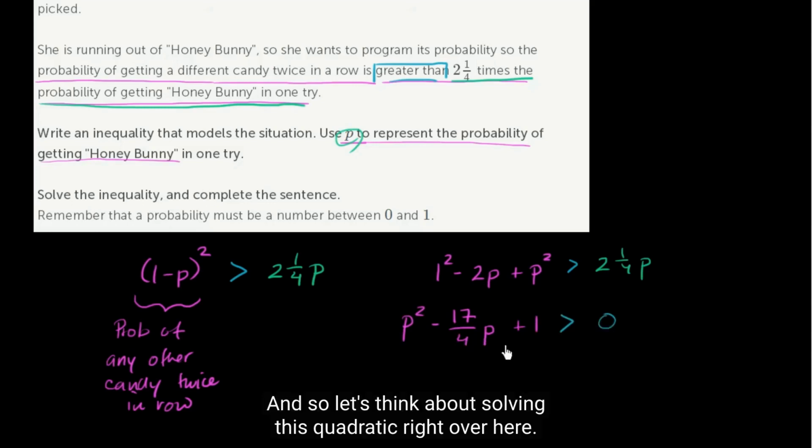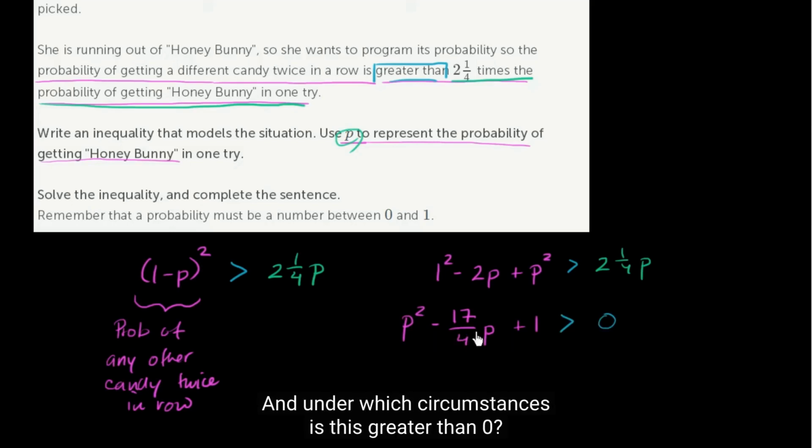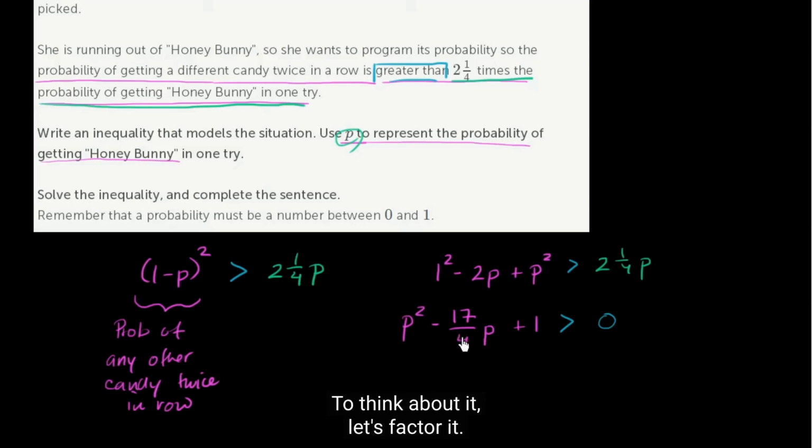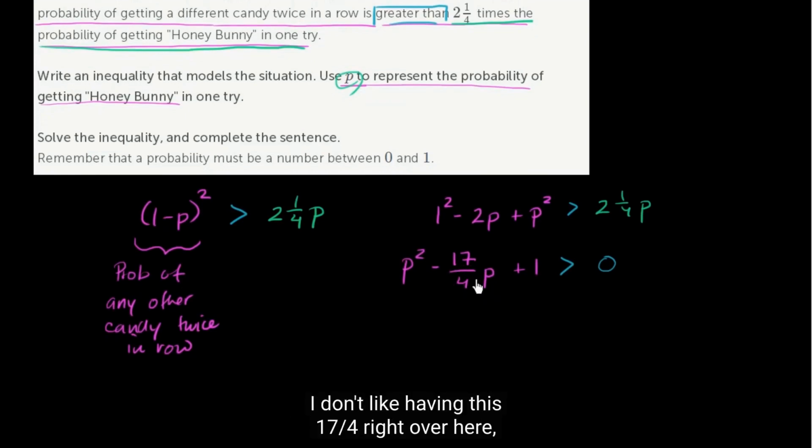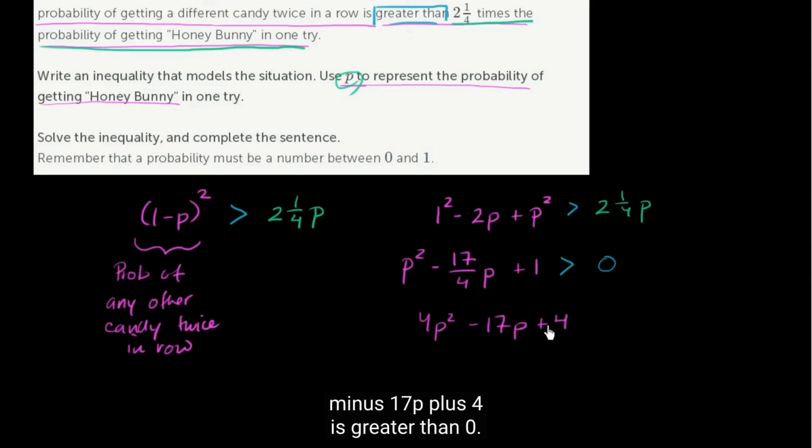And so let's think about solving this quadratic right over here, and under which circumstances this is greater than 0. To think about it, let's factor it. Actually, before we factor it, let's simplify it a little bit. I don't like having this 17/4 right over here. So let's multiply both sides times 4. And since 4 is a positive number, it's not going to change the direction of this inequality. So we could rewrite this as 4P squared minus 17P plus 4 is greater than 0. And let's see, what are the roots of this?